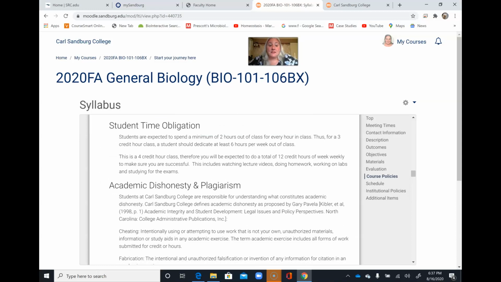Student time obligation. This is a 4 credit hour class, which means it's a 4-hour class. For every hour in class, you are to spend 2 hours outside of class. Since this is 4 credit hours, you're going to be spending 8 hours outside of class. So that's a total of 12 hours weekly that we expect you to be studying and working in my class. So what does that mean?